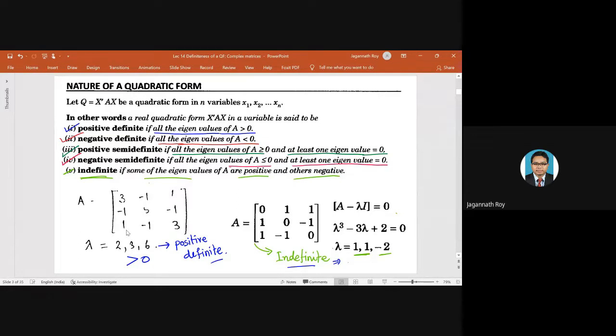Now this is sometimes a tedious job. There are some other methods for finding the nature of the quadratic form. So another simple way is there.